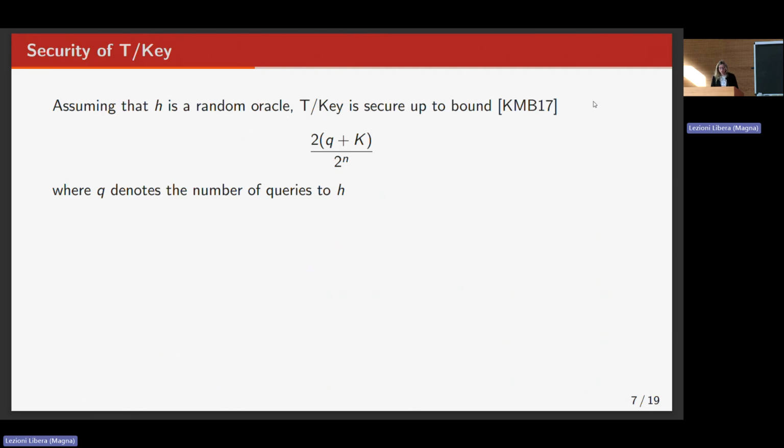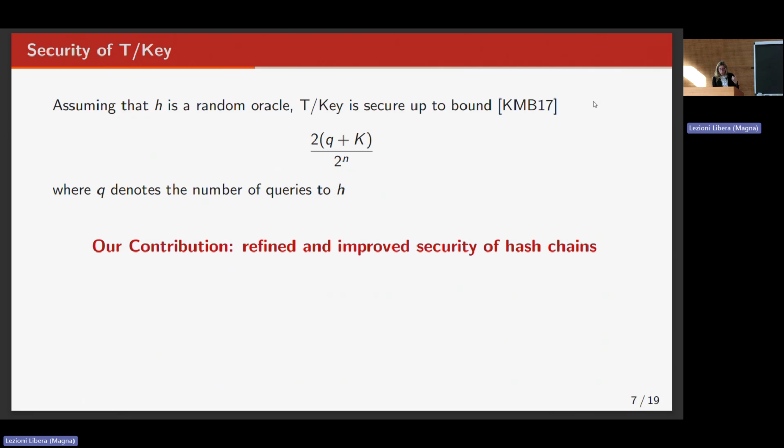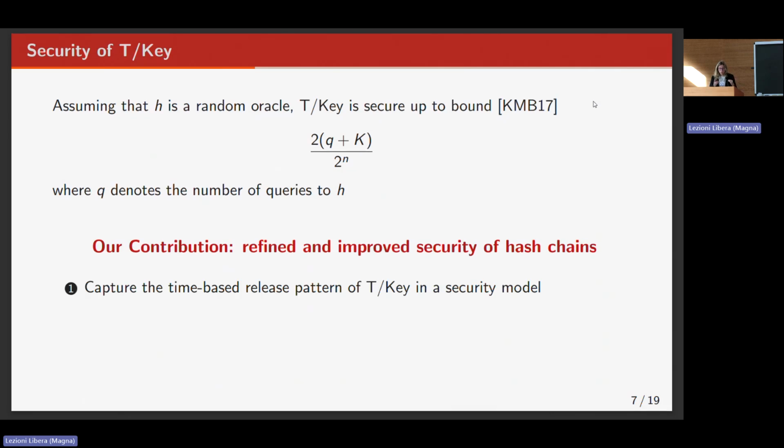So the designers of Tiki prove a security of their scheme. If you assume that H is a random oracle, then Tiki is secure up to 2 to the n random oracle queries. However, when we looked at the security model of Tiki, we noticed that the time-based release pattern of Tiki, the fact that you have passwords valid only for 30 seconds, and other things, could be better captured in the security model. But I will go into more details in the next slide to explain the differences.